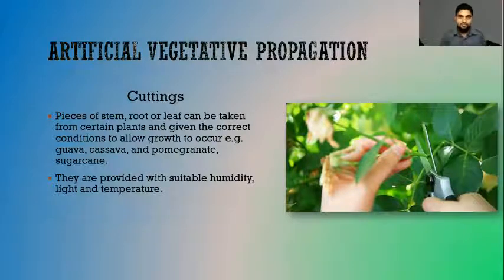The part that is removed is provided with suitable humidity and suitable environmental conditions, for example, light and suitable temperature, and these conditions will allow proper growth of the cuttings.